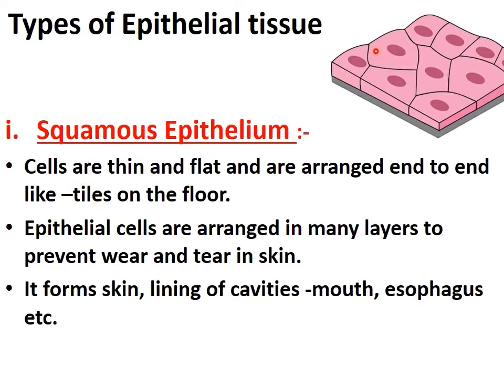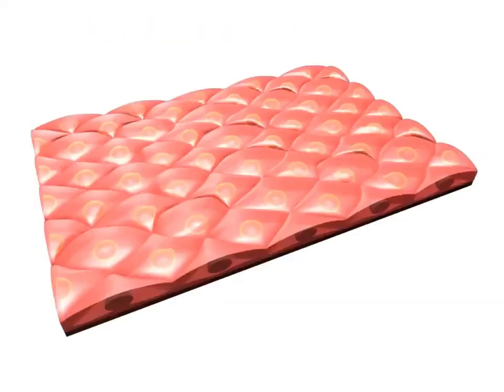Now I will show you the broad diagram of this type of tissue, that is squamous epithelium tissue, in which you can see the cells arranged end to end like a continuous sheet, like the tiles on the floor. Here you can see on your screen. This is the broad structure you can see of squamous epithelium tissue. The cells are arranged end to end and cells are thin and flat in structure.